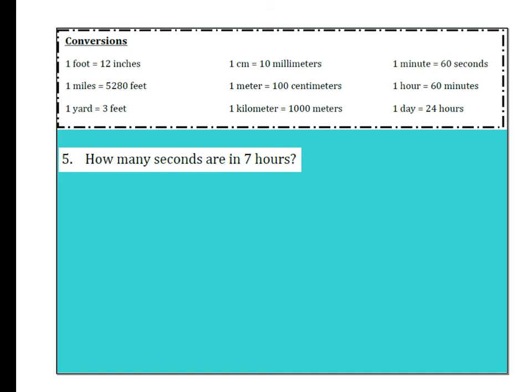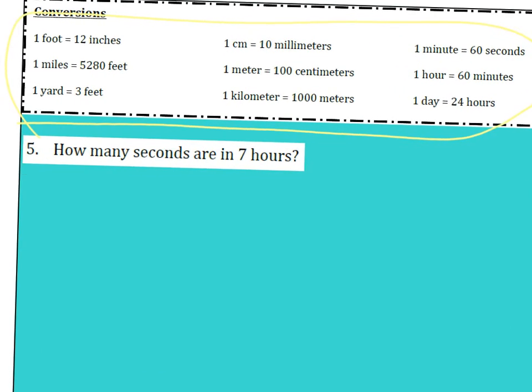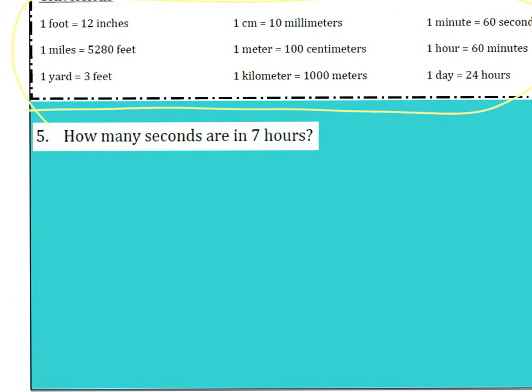Conversions, converting from one thing to another. So I would keep this highlighted, circled somewhere in my notes, keeping that handy. So when I look, how many seconds are in 7 hours? I'm trying to go from 7 hours to seconds. Well, let's see. I want 7 hours. Then how many hours? And I'm going to seconds.